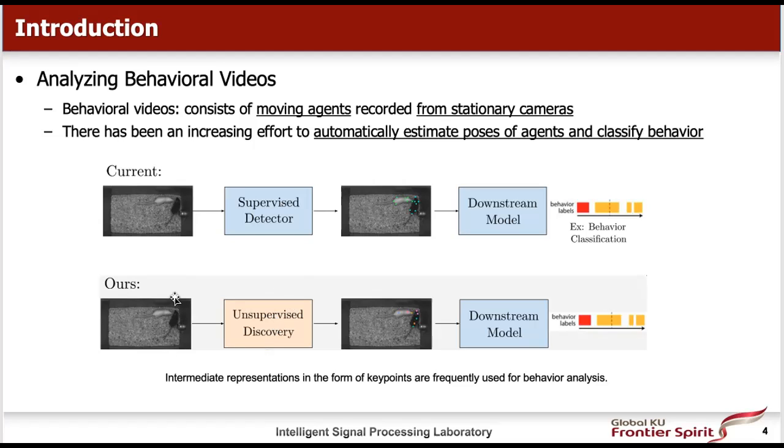By using the proposed method, when we input a behavior video, we can use the unsupervised key point discovery method to find the meaningful key points, and then we will send the predicted key points to the downstream models, and finally we will get the behavior labels. And it should be mentioned that the downstream model is trained in a supervised manner, and it is the downstream task. In this work, we just focus on the key point discovery.